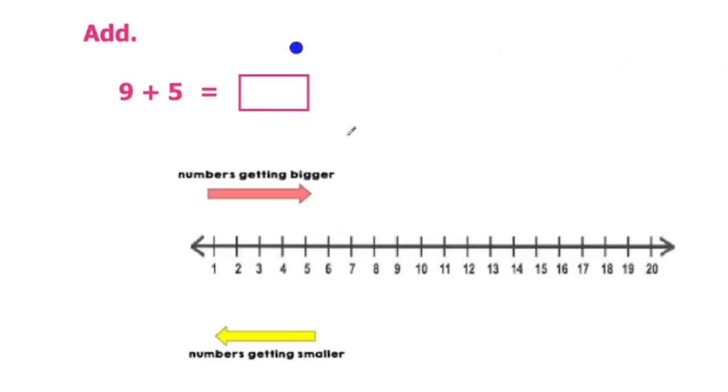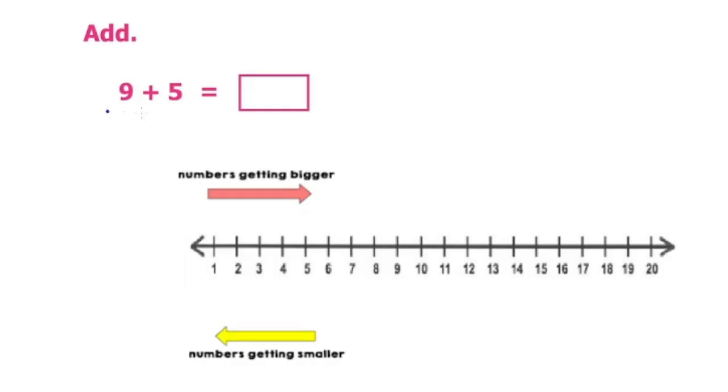So imagine yourself at 9 and advancing forward. So when you're adding numbers, numbers will get bigger and you move this way on a number line. If you're subtracting, numbers will be getting smaller and you'll be moving this way on the number line. For this problem, we have an addition problem, so we will be moving this way.